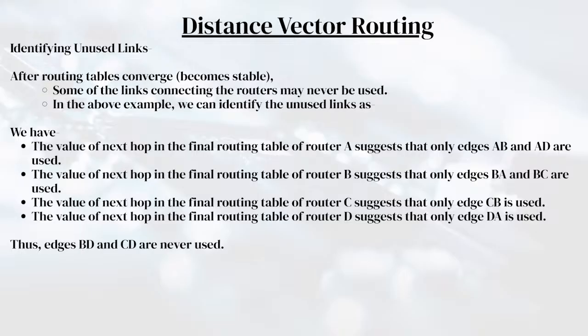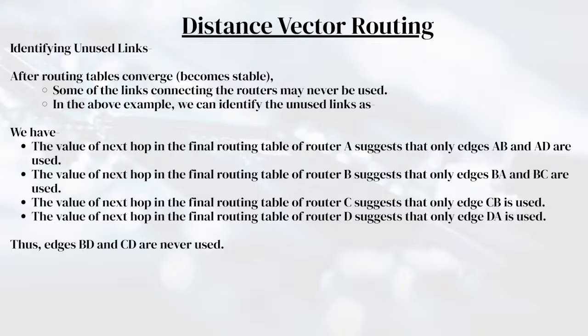When it became stable, some of the links connecting the routers may not be used. Like we see in the above example, the value of next hop in the final routing table of router A suggests that only the edges AB and AD are used. So all the remaining edges are unused.